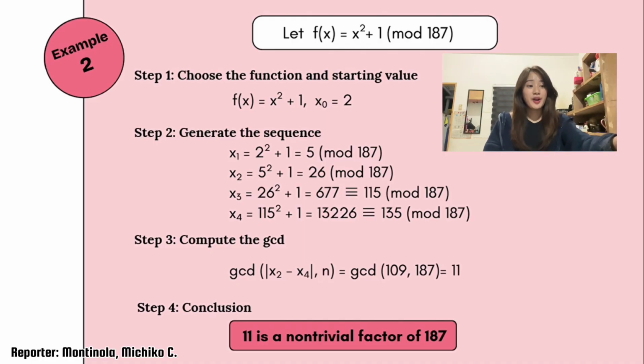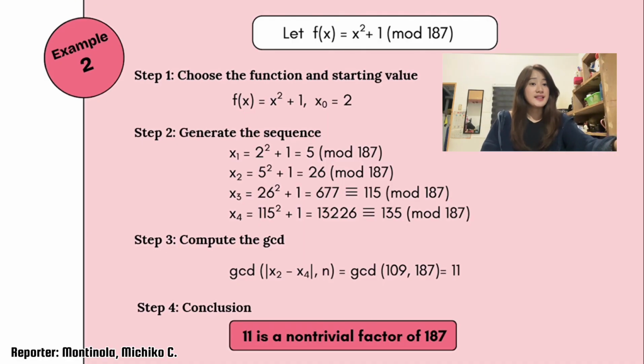If you're wondering why we're creating a 4-term sequence, it's because the GCD of x sub 1 and x sub 2 and modulo 187 will result to 1. And we cannot have 1 as a result because that is given: 1 is a factor of every integer. So we will proceed with the sequence of x sub 3 and x sub 4.